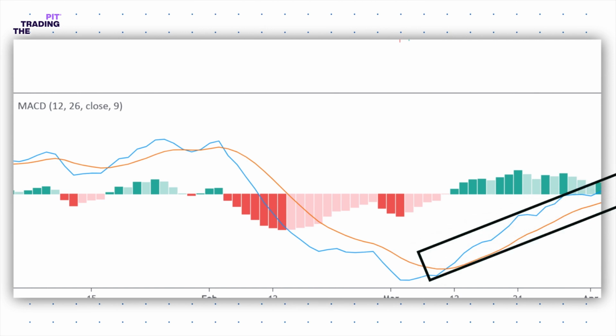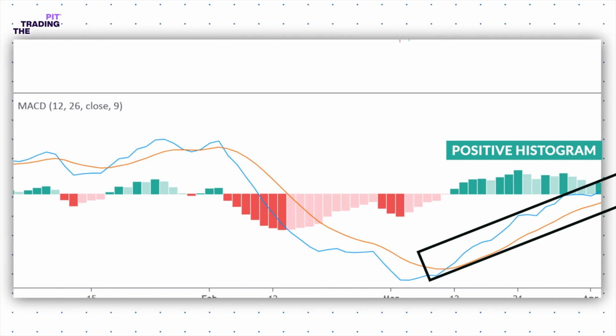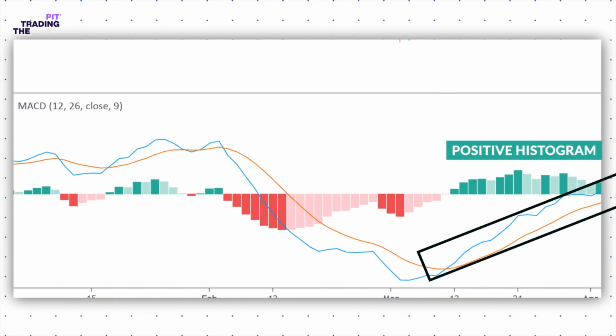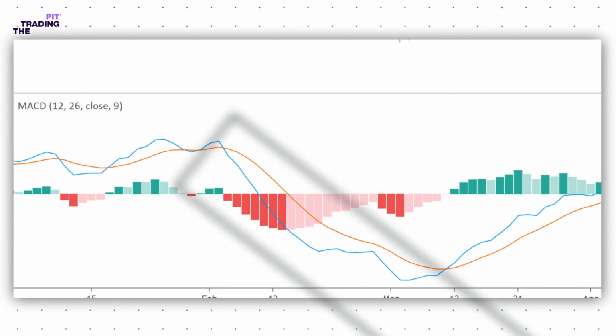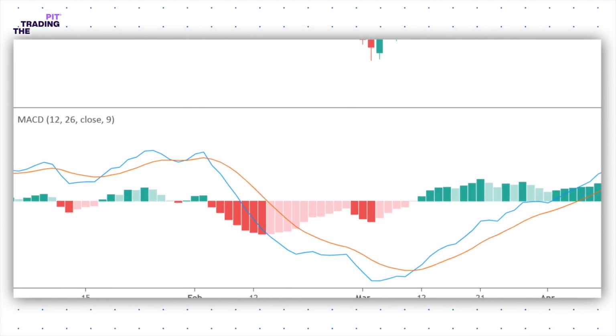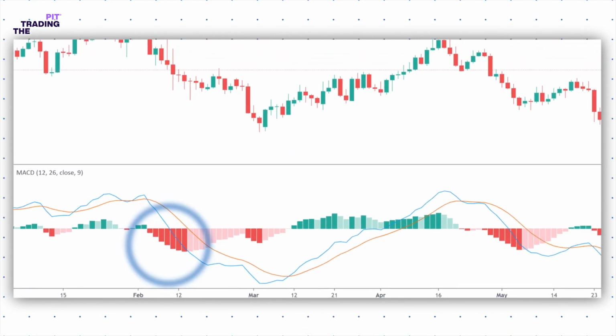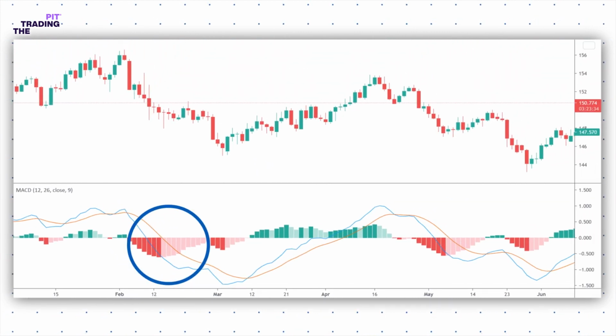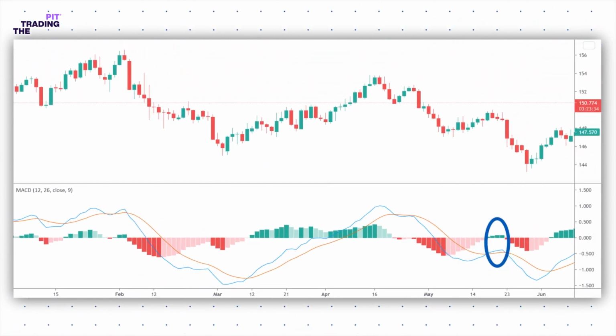The periods when the MACD line is above the signal line will result in a positive value for the histogram, so we will see these green bars forming. Whereas when the MACD line is below the signal line, this will result in a negative value for the histogram, so we see these red bars forming. The farther apart the MACD and signal lines, the bigger the bars on the histogram will be. A smaller histogram occurs when the lines are close together.